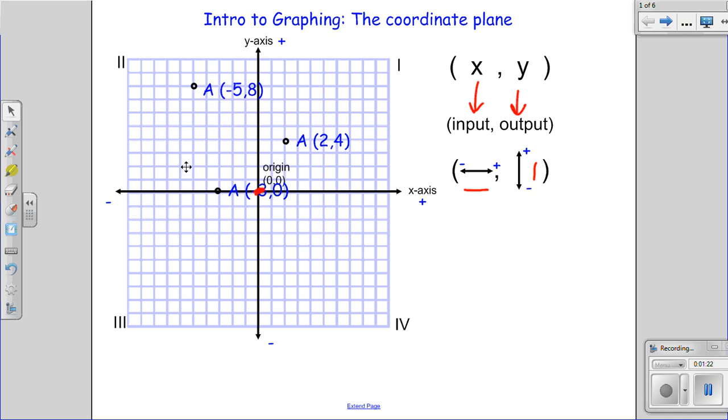And notice there are 4 different regions of the graph. We have quadrant 1, quadrant 2, quadrant 3, quadrant 4. Those are the different things that we're looking at in a graph.